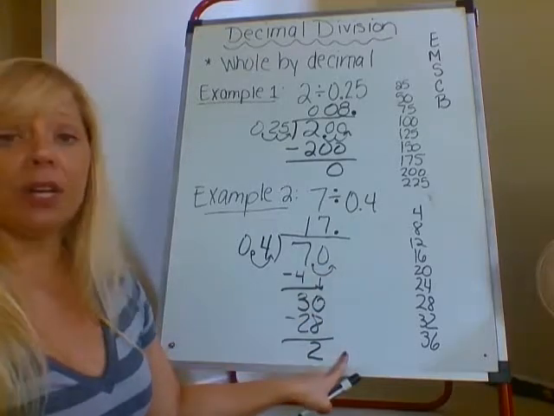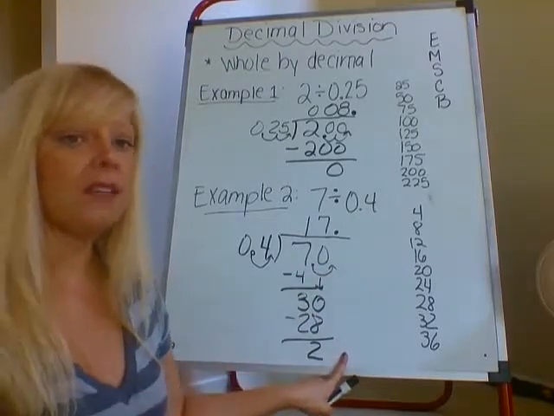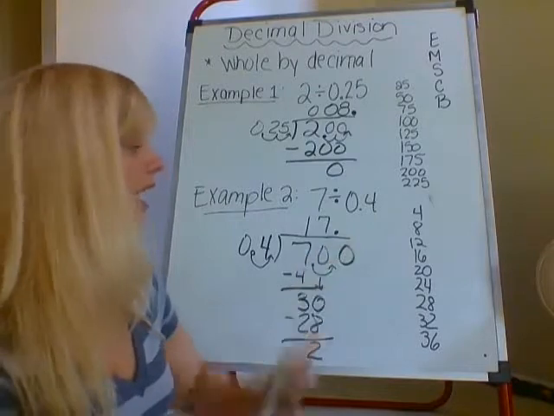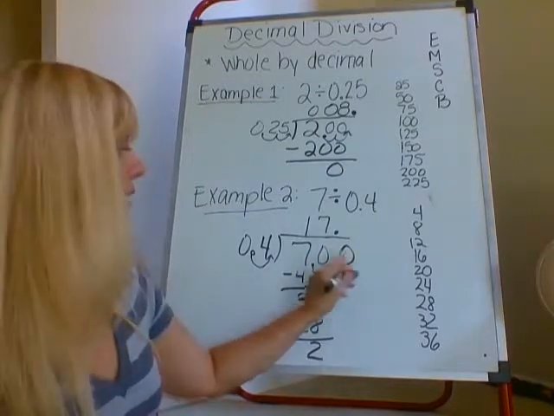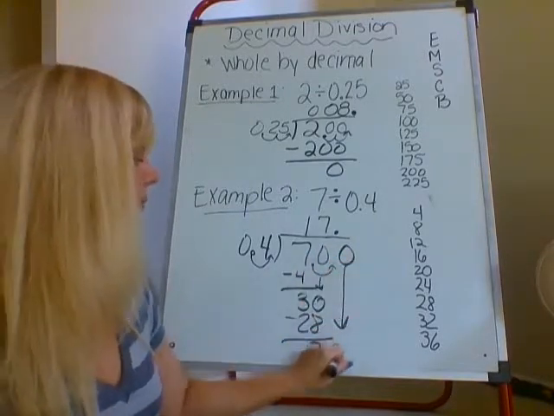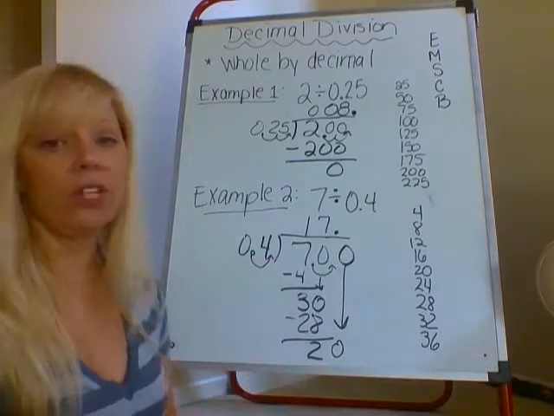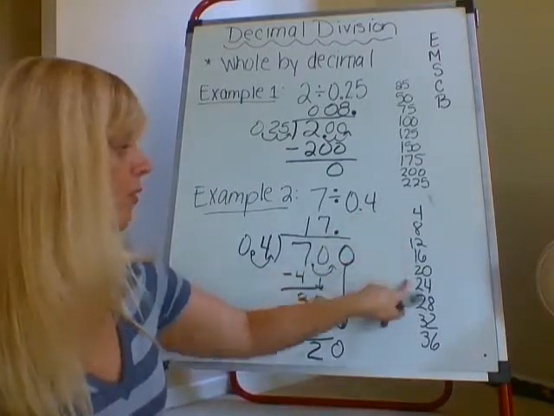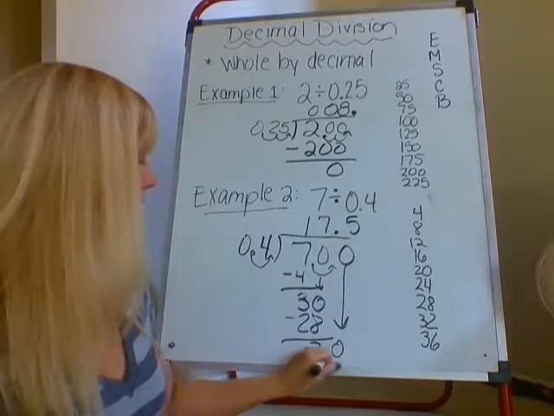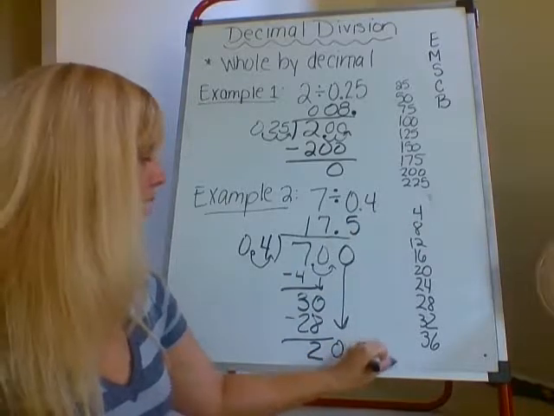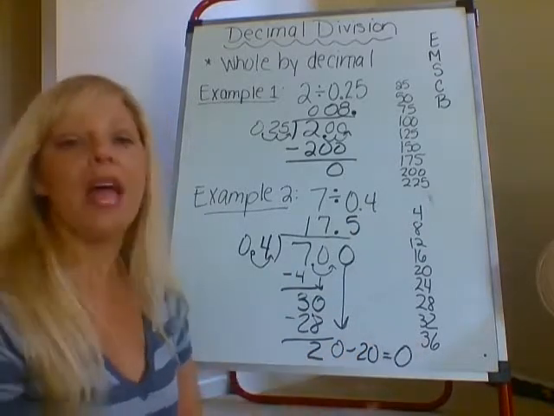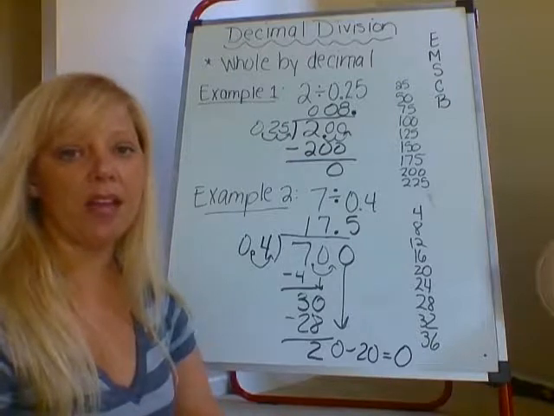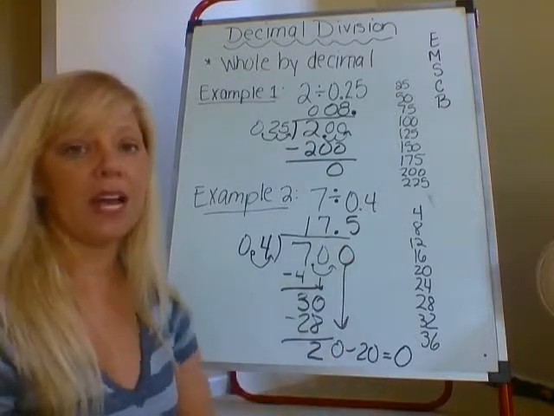Now, I don't have anything else to bring down, but remember in our previous lesson, I'm allowed to annex a 0. So now I can bring down that 0. 4 can go into 20, 1, 2, 3, 4, 5 times. And 20 minus 20 is 0. And I'm done because I have a 0 at the end and nothing else left to bring down.